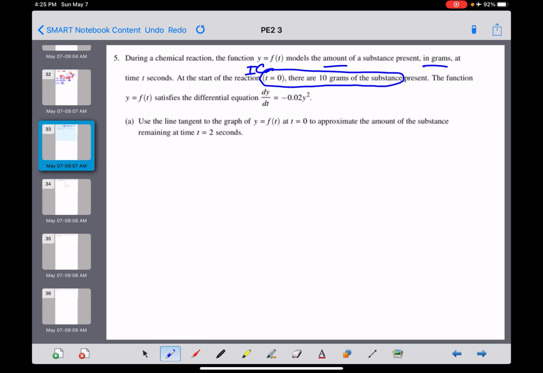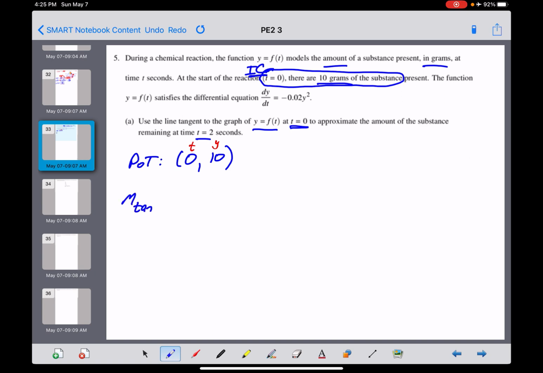So we're supposed to use a line tangent to the graph of y equals f of t at t equals 0, and then to approximate the amount of the substance remaining at t equals 2. So we need a tangent line, guys. The first thing we need is a point of tangency, and at t equals 0, my initial condition right here told me there were 10 grams of the substance left. The next thing we need is the slope of the tangent, which comes from the derivative.